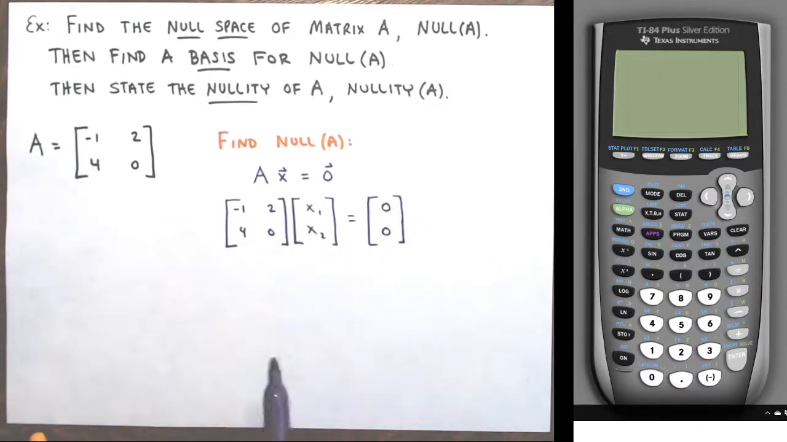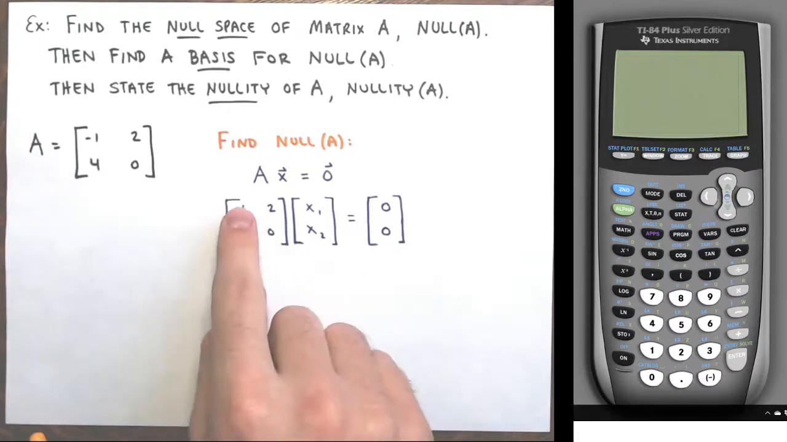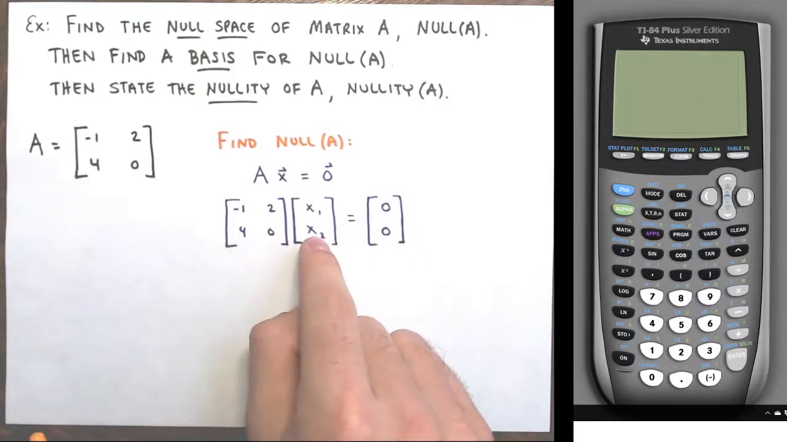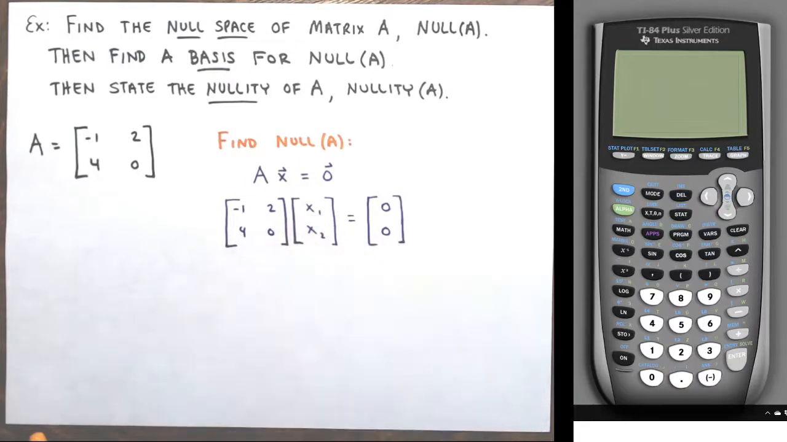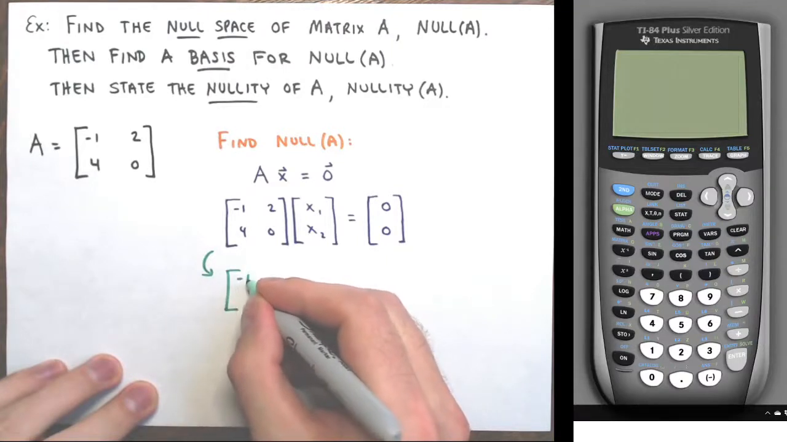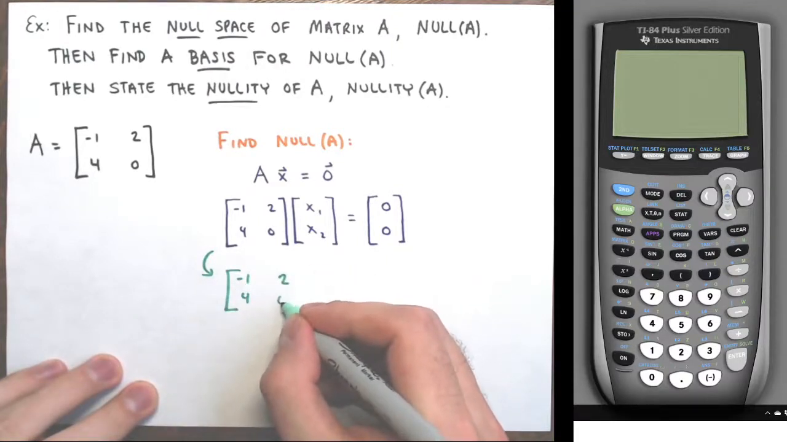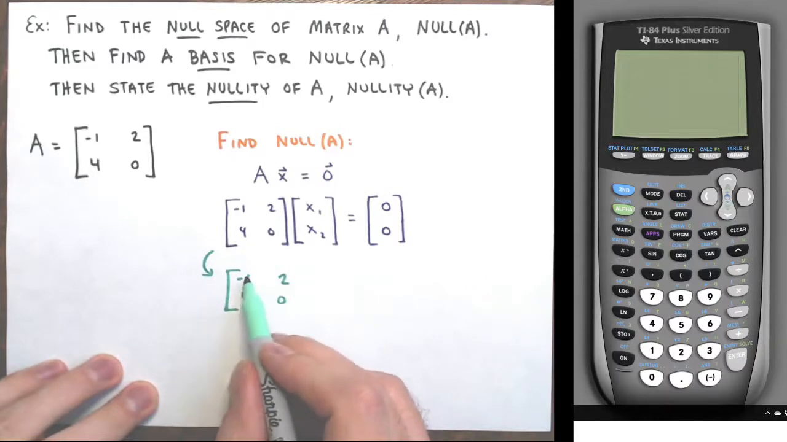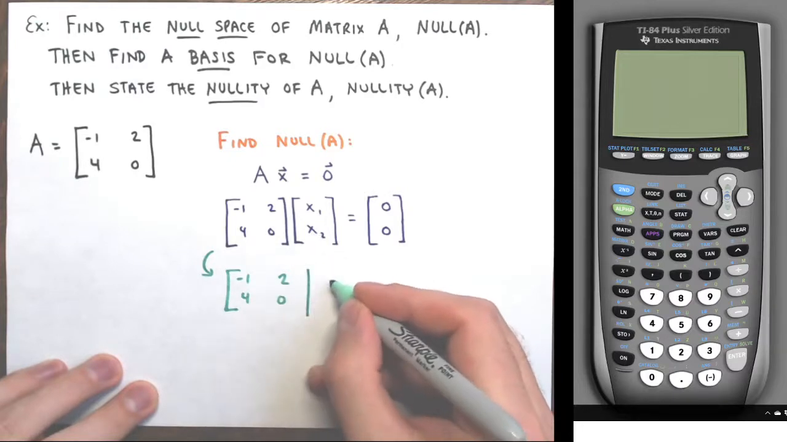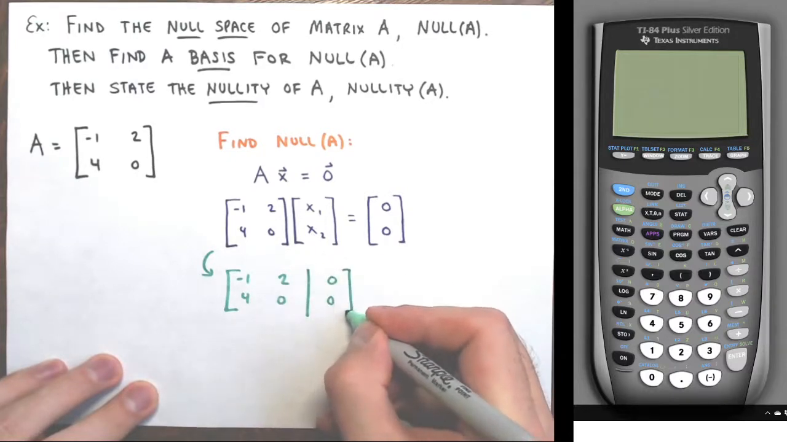Then you can set up a system of linear equations that corresponds to this. The equations in this system would be negative x1 plus 2x2 equals 0, and then 4x1 plus 0x2, or just 4x1, equals 0. Or you could also set up the augmented matrix for the corresponding system, where I have matrix A written again. These would be the coefficients of x1, and this 2, 0 column the coefficients of x2, and you have the equals and then 0, 0 on the other side.